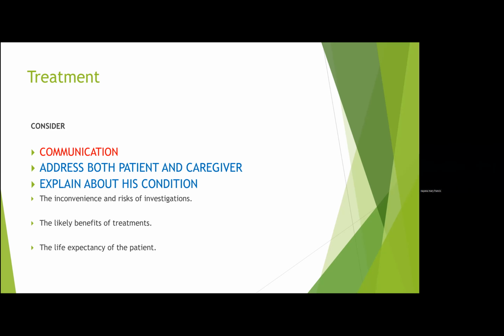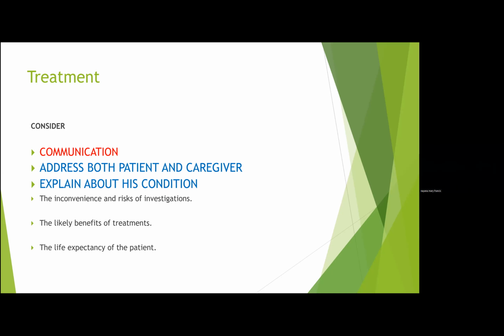We have to calm them down. Both of them are suffering. So communication is very important. We'll tell them why we are not doing any investigation, what his current condition is, whether he is going to benefit from any investigation or any treatment, and why we are not doing this and why we are doing that. Everything should be told initially itself.